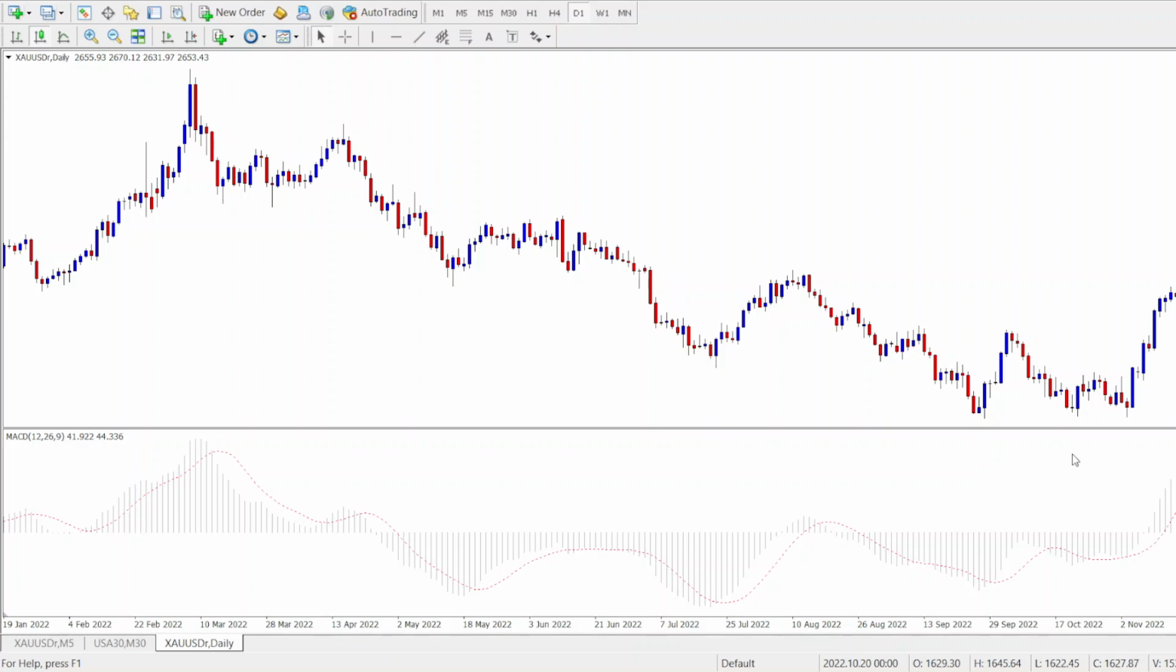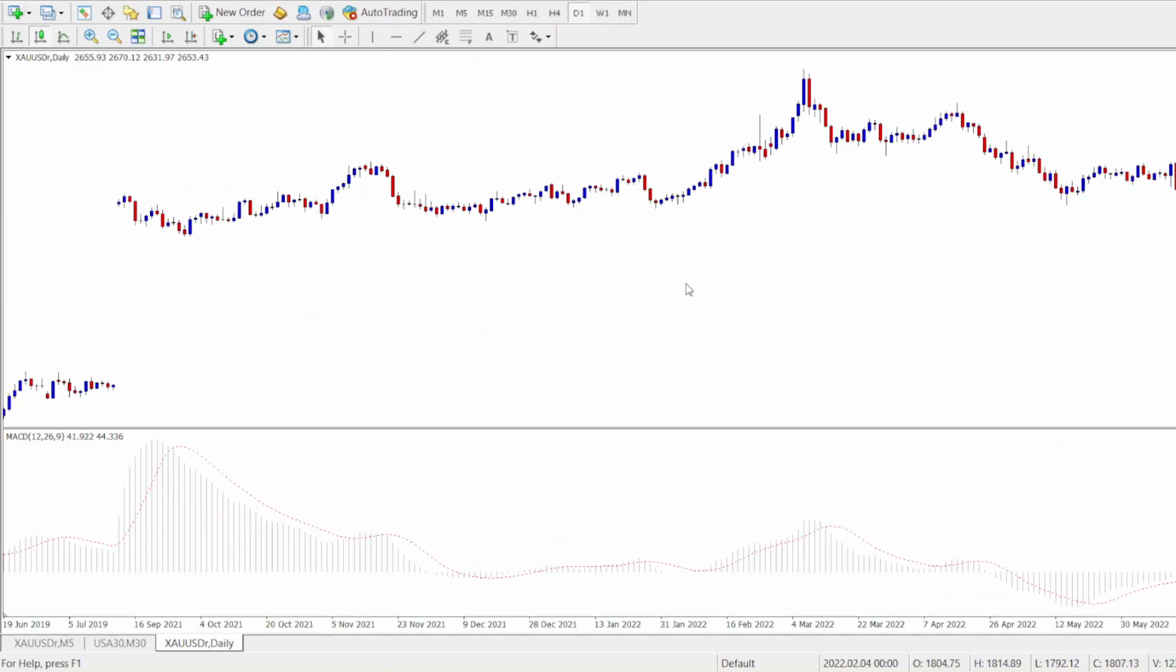So in this video, we are going to break down how to read the MACD lines and the histogram bars, and how to spot key crossover points that signal buy or sell opportunities.